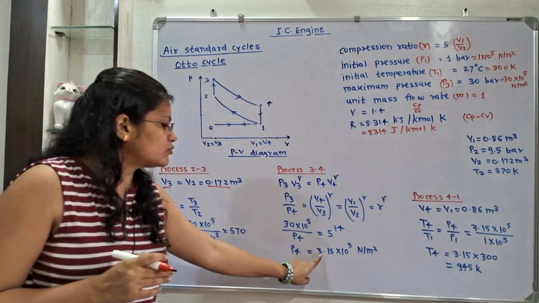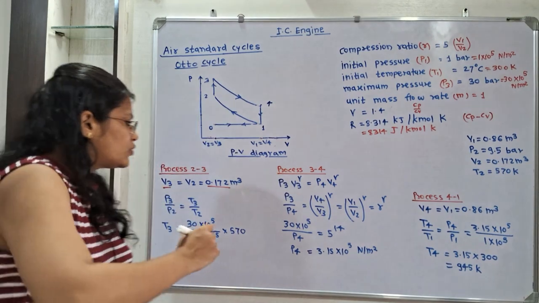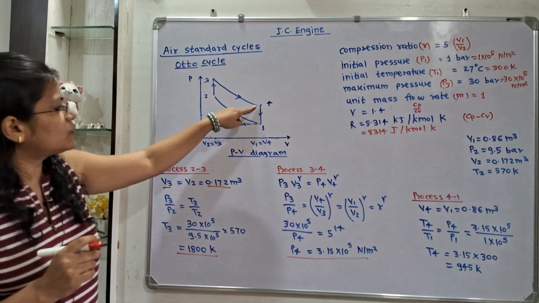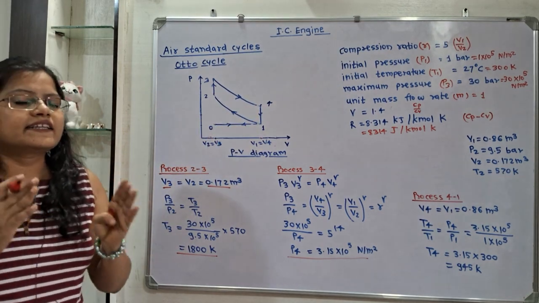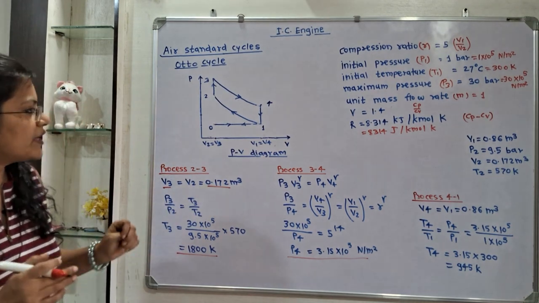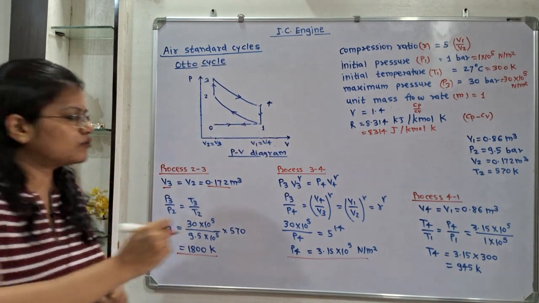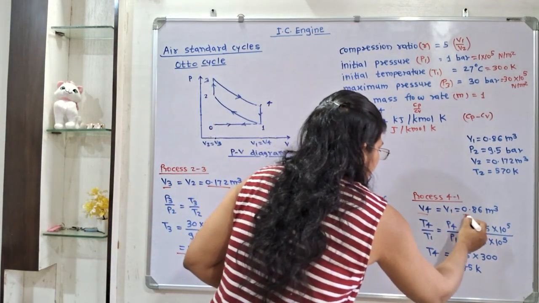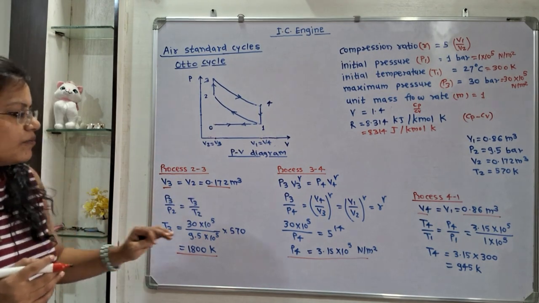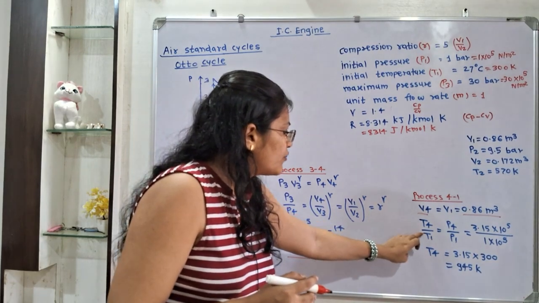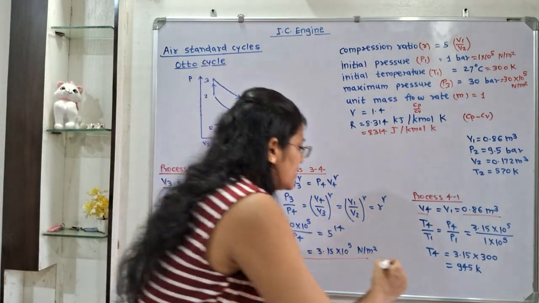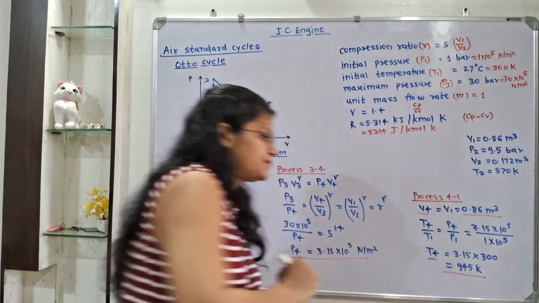So P4 is equal to 3.15 into 10 raised to 5 Newton per meter square. So we will get this P4. Now we will move to the process 4 to 1, where the heat rejection process is taking place at constant volume. So V4 is equal to V1, which is equal to 0.86 meter cube. Now T4 by T1 is equal to P4 by P1. So we will calculate T4 when we multiply with T1. So P4 by P1 we will put the value. So T4 is 945 Kelvin.